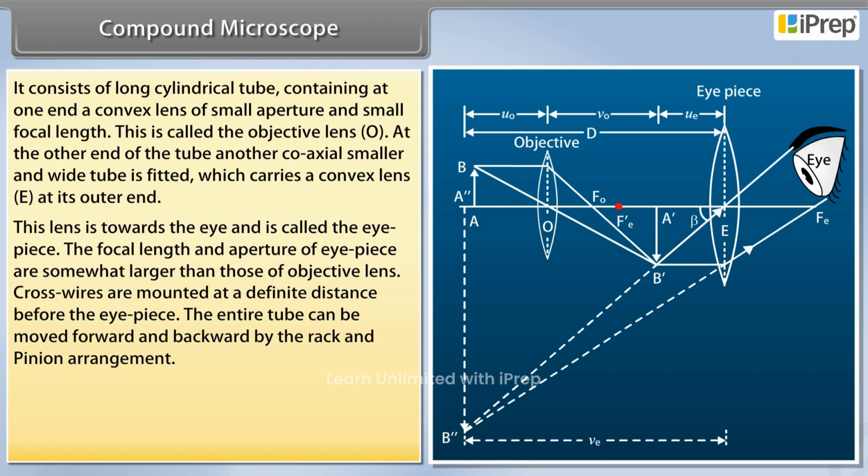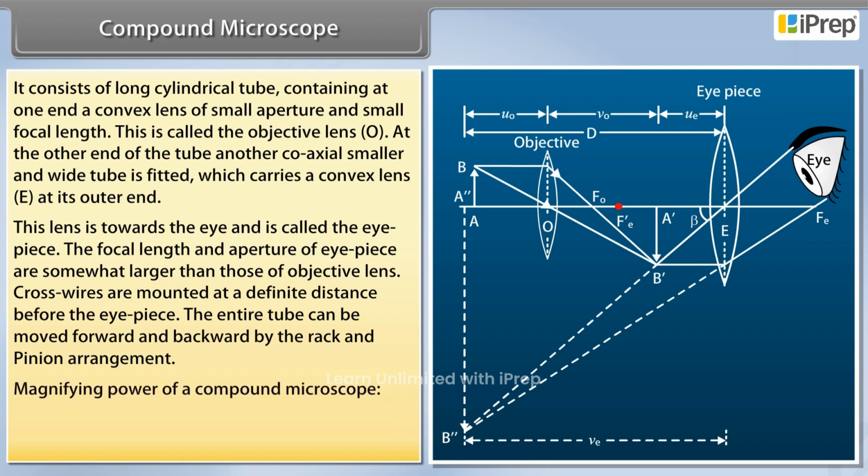This lens is towards the eye and is called the eyepiece. The focal length and aperture of the eyepiece are somewhat larger than those of the objective lens. Cross wires are mounted at a definite distance before the eyepiece. The entire tube can be moved forward and backward by the rack and pinion arrangement.